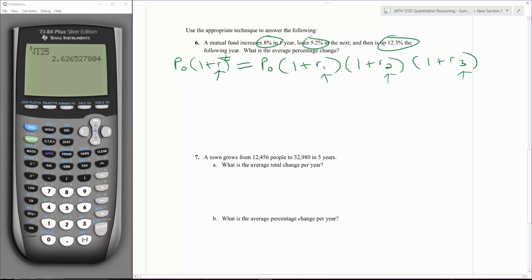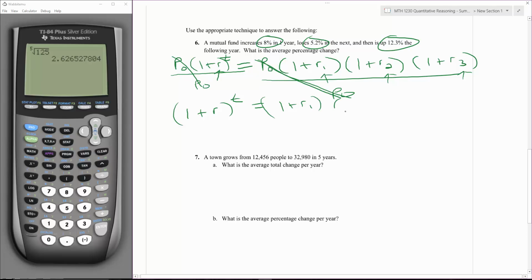If we have this equation on both sides and I divide both sides by P naught, these P naughts cancel out. So whatever value that is, if it's 10,000, 5,000, 100,000, 1, it doesn't make a difference. It's going to end up dividing out. So what I'm left with is my equation in this form: 1 plus r1 times 1 plus r2 times 1 plus r3.